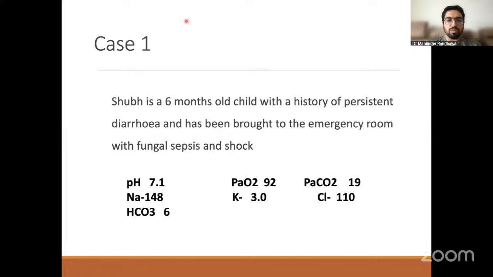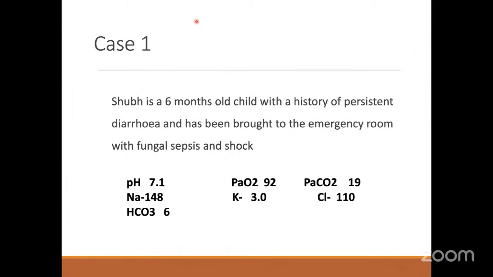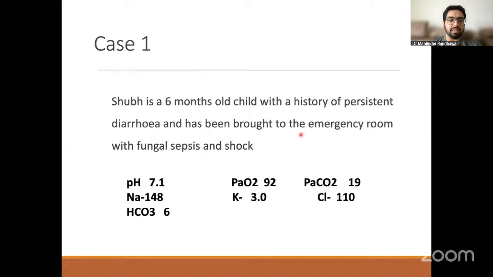Anybody who wants to attempt, you can write in the chat box also. They'll be writing in Q&A. I have access to that. I'll tell you the answer if somebody writes. Sure, sir. So we'll wait for maybe 10 seconds if somebody wants to answer. Otherwise, we'll go ahead. So people are writing.